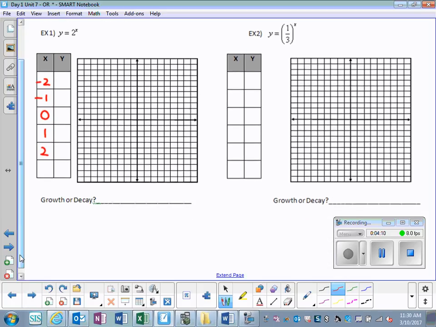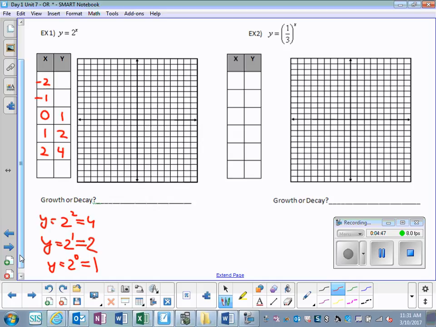So let's start from the bottom. If x is 2, then y is what? 2 to the power of 2, which is 4, right? So 4. Easy. If my x equals 1, then my y equals what? 2 to the power of 1, which is 2. If my x is 0, then my y is what? 2 to the power of 0 equals what? 1. Everything to the power of 0 is 1. Any number to the power of 0 is 1.